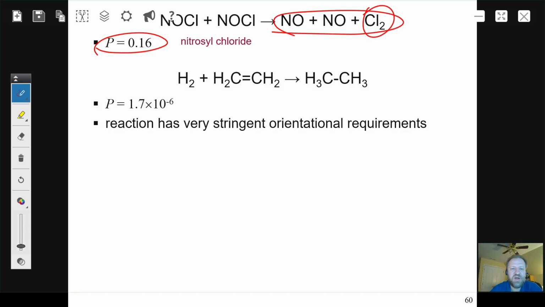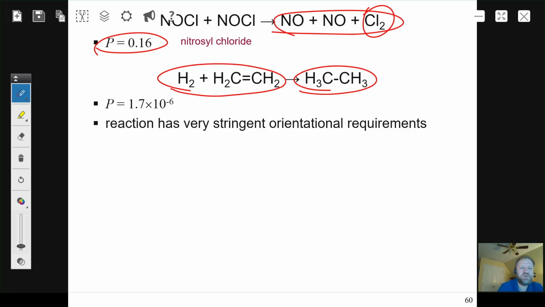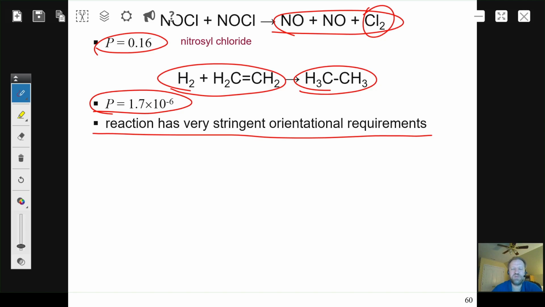Certainly not as severe as in the case of this other bimolecular reaction, in which hydrogen is combining with ethene, producing ethane. In this case, you can see that the steric factor is many orders of magnitude smaller than the one shown for the nitrosyl chloride reaction, which means that the second reaction has very stringent orientational requirements.